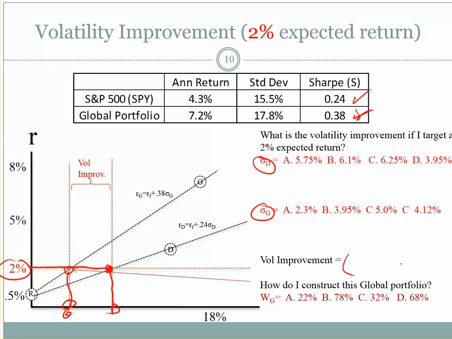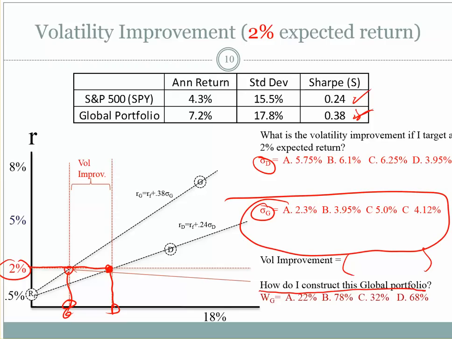The volatility improvement will be the difference between the solutions to those two problems. Then, using your solution you get for G, figure out how much you'll have to invest in the global portfolio to get to this point right here.